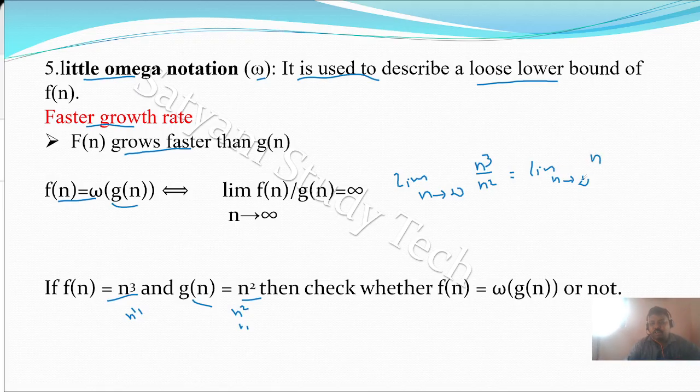So what is the value of n? The value of n is infinity here, infinity. Now it is satisfied. The limit as n tends to infinity of f of n by g of n equals infinity. So that you can write f of n is little omega of g of n.